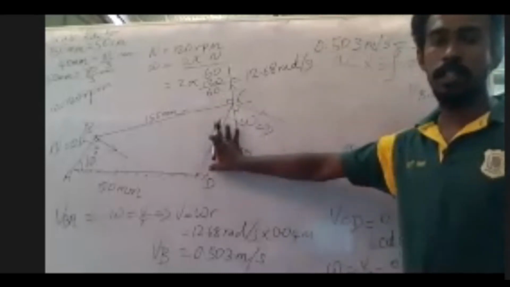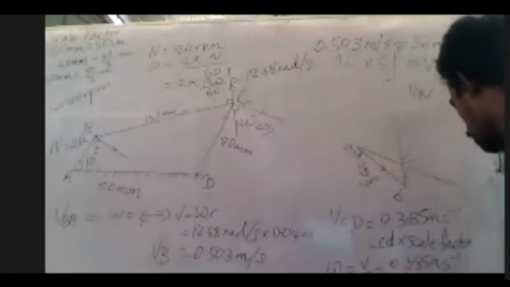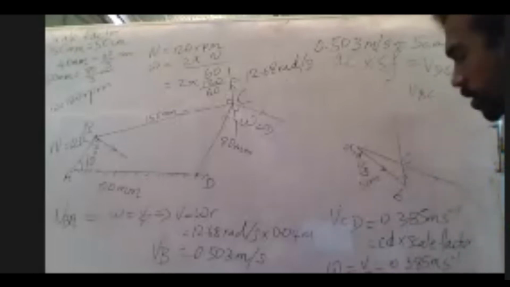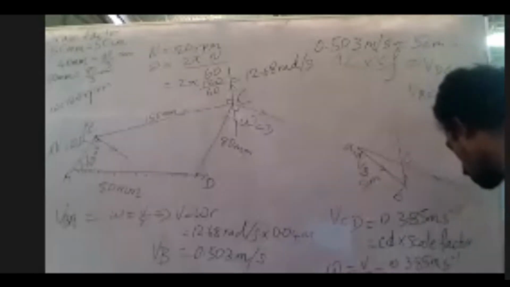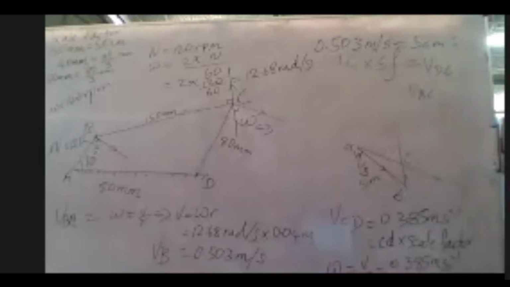80 millimeter, that means 0.08 meter, which will give me 4.8 rad per second. 4.8 rad per second, right? So this is our final answer. You can see the screen, right?